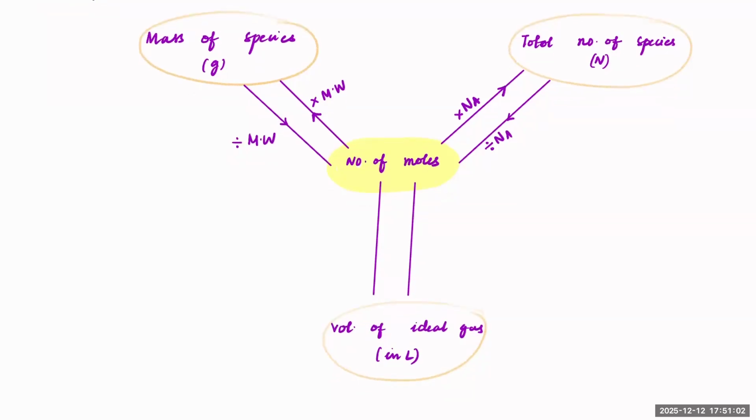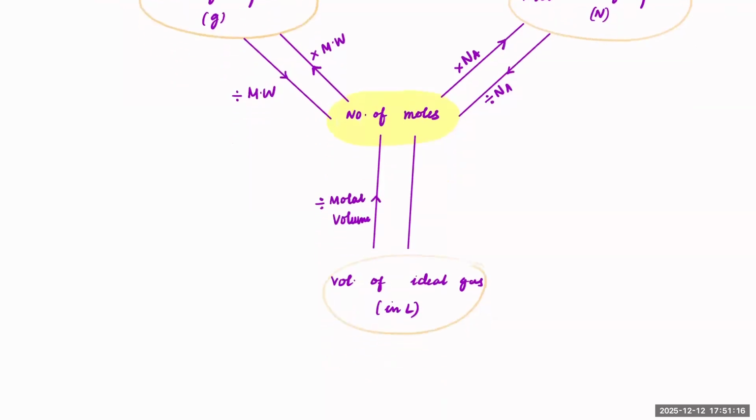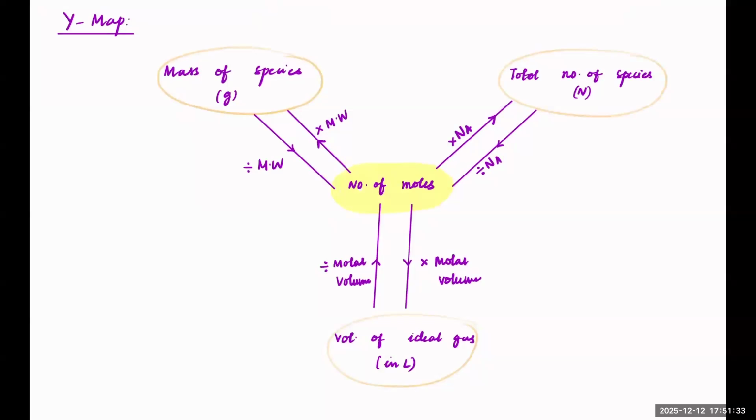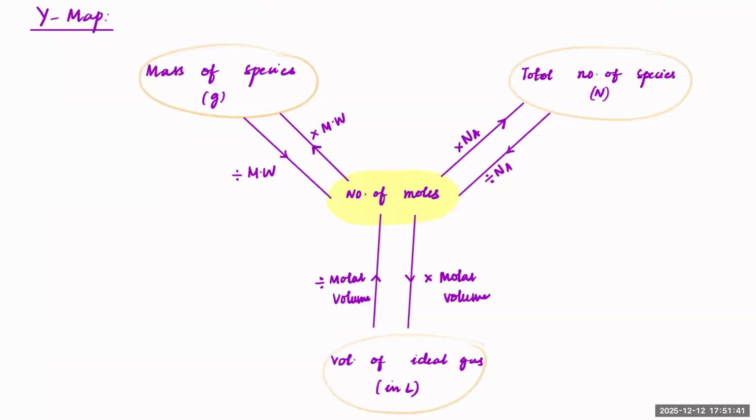Volume divided by molar volume gives the number of moles. Molar volume is 22.7 or 22.4 depending upon NTP or STP. And similarly, multiply the moles with molar volume and you will get the total volume of the gas. So this is what the Y map is. This gives the gist of whatever we have studied.